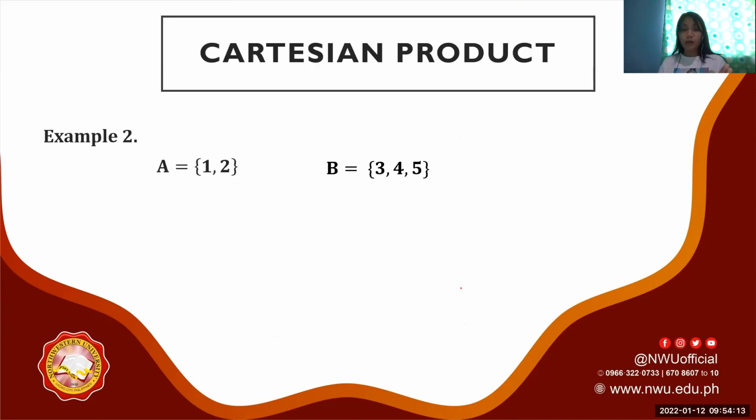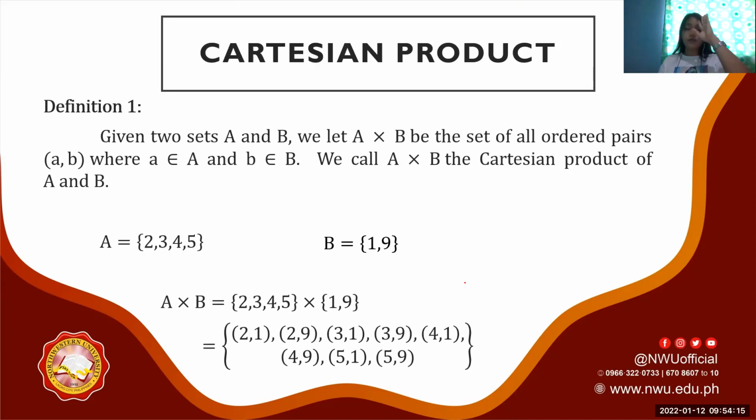Okay? Now, be mindful that when you get the Cartesian product of B to A, it's not supposed to be the same as this. That means that A to B is not equal to B to A. They are not commutative. Okay?